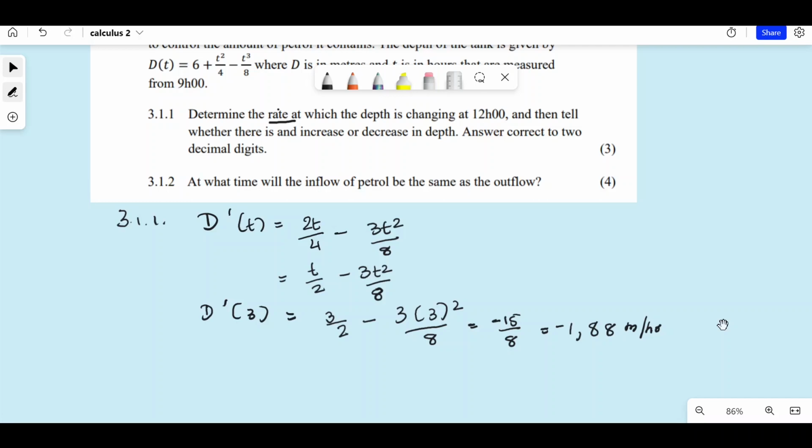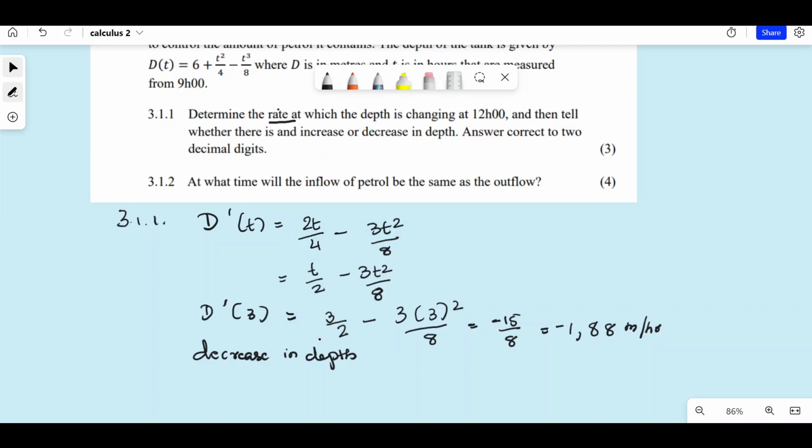Now they are also asking us to tell whether there is an increase or decrease in depth. The negative tells us that there is a decrease in depth, so you can say a decrease in depth. Okay, that is 3 marks.